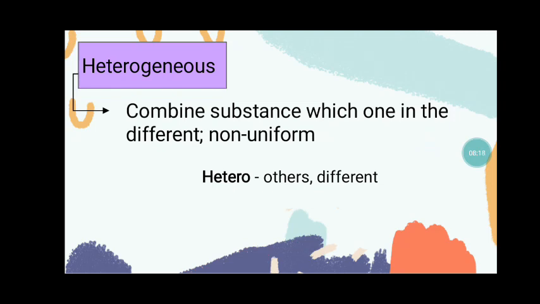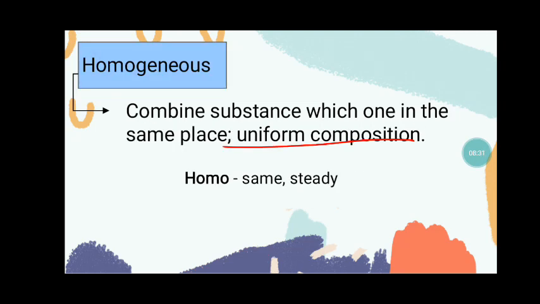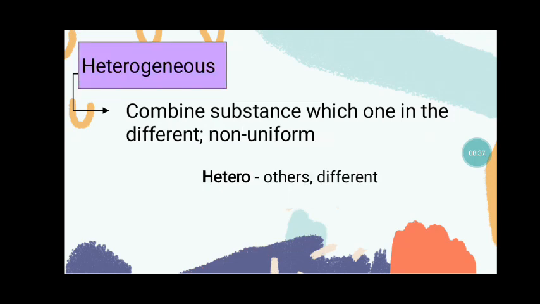It is a combined substance which one in the different. Non-uniform. Hetero means others and difference. So, pag sinabi nating non-uniform, kung kanina, si homogeneous has a uniform composition and the particles can't be seen, here sa heterogeneous mixture, the particles can be seen by the naked eye.